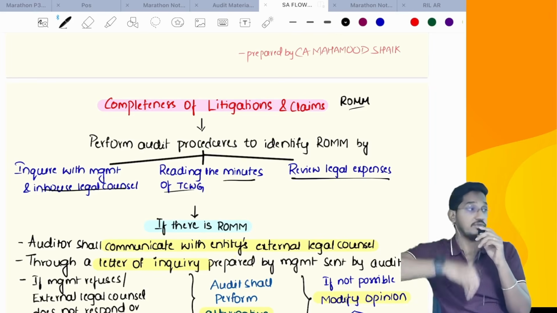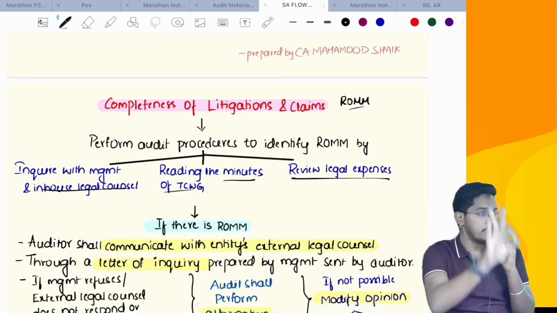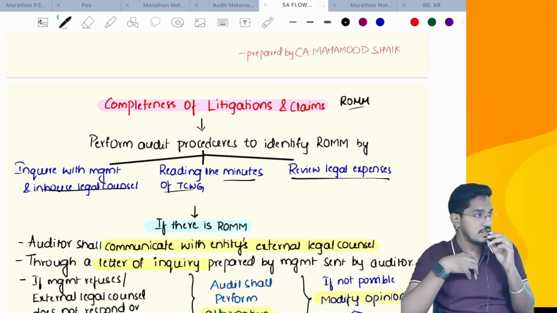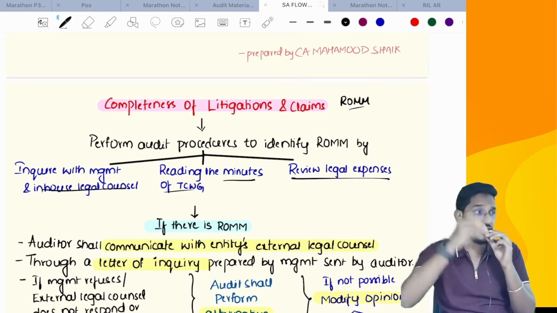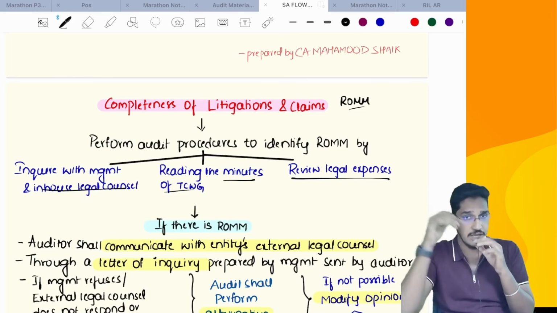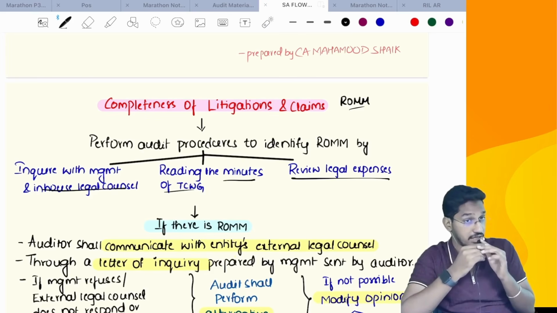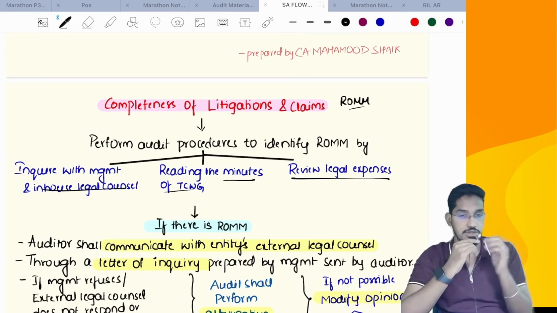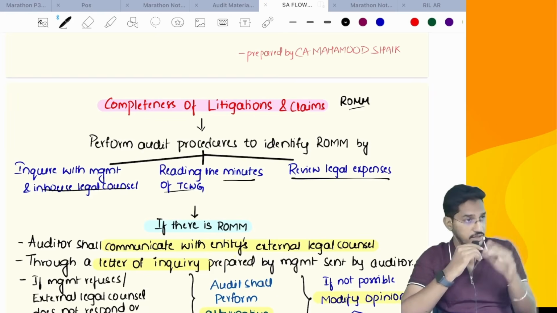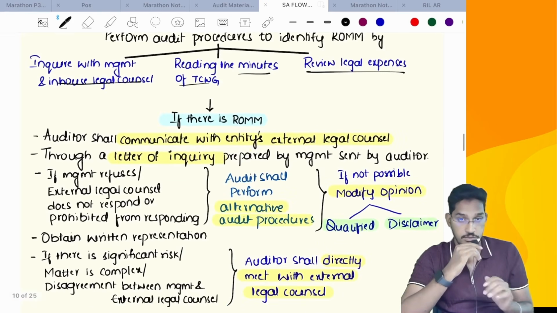But if you find the risk of material misstatement, if somewhere there is some suspicion that management might have hidden some litigation, then you need to perform further audit procedures. So what further audit procedures do you have to perform?